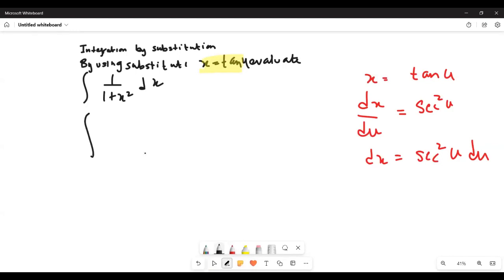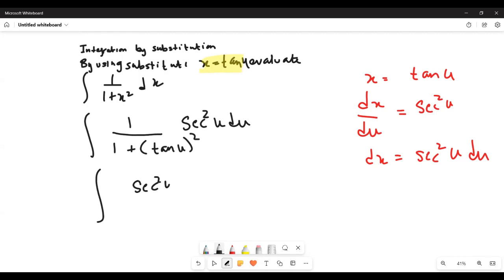So integration of 1 upon 1 plus, replace x with tan u, so tan square u, and replace dx with secant square u du. So the numerator is secant square u. The denominator is 1 plus tan square u. And du is here.